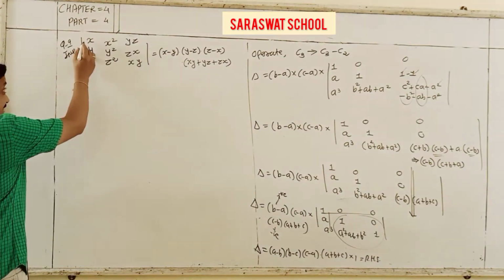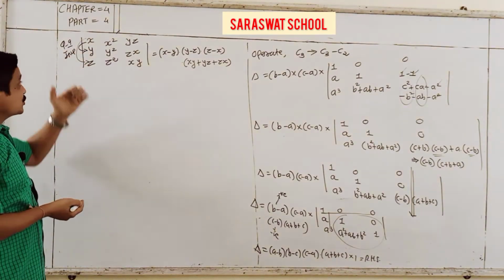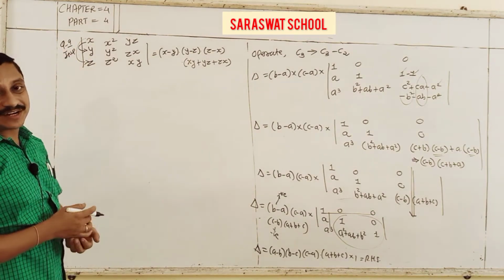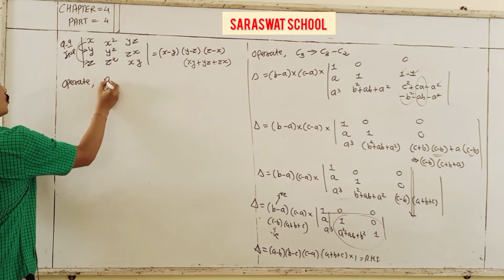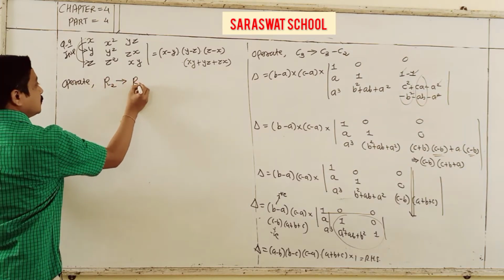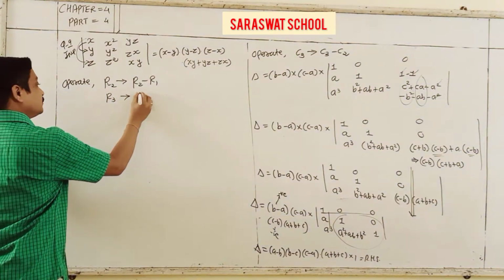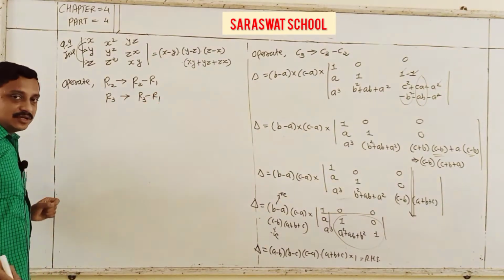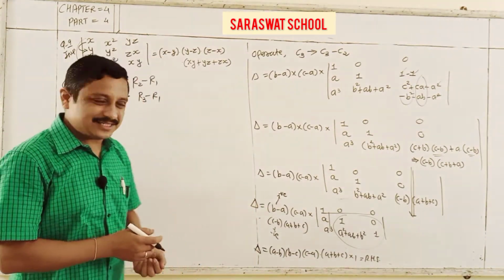So I will decide it. Use row subtraction: first row subtracted from second, and first row subtracted from third. So operate. Row number 2 changes: row 2 minus row 1. And row number 3 changes: row 3 minus row 1. Students, you can also calculate column-wise. That's also a correct answer.